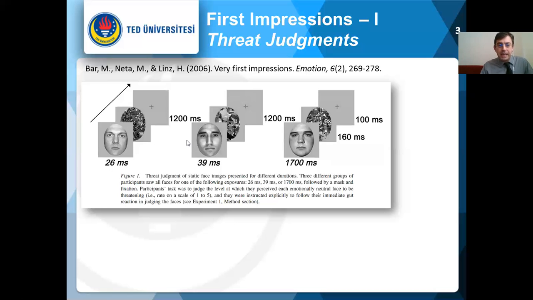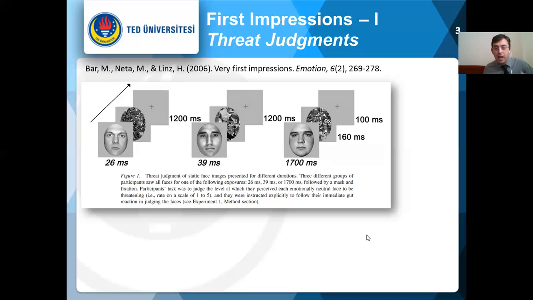So, they say it's very threatening or not very threatening, and so on. The critical point is that some people saw these faces for only 26 milliseconds, a very fast presentation, some for 39, some for 1.7 seconds. So what do we expect? In this experiment, the researchers are trying to understand the minimum amount of time required to make the first impression. That's why we have this kind of design.